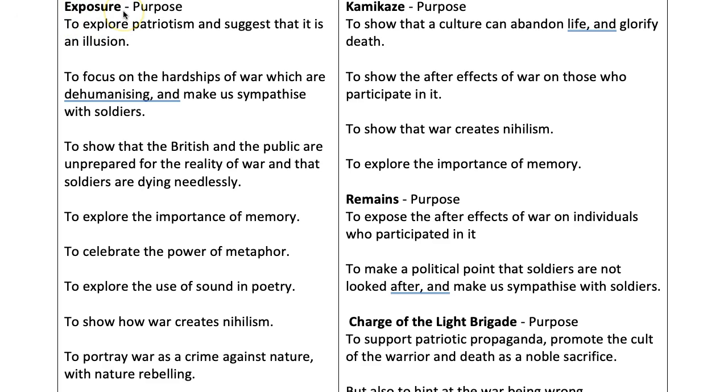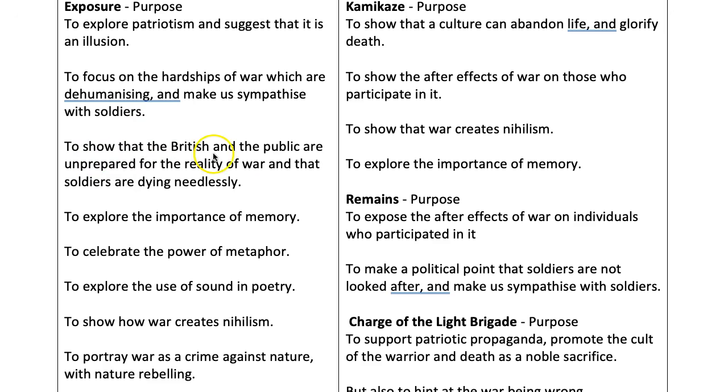Okay, this is a case in point. We're going to look at Exposure. This is written before 1918, and look at the number of purposes. So I'm just praying that this one comes up, because I know I'm going to be able to smash the grade 7 or above. So one purpose is to explore patriotism and suggest that it is an illusion. The war is pointless, and there's no point dying for your country. The other is to focus on the hardships of war, which are dehumanizing, as we see in the description of the soldiers, and he wants us to feel sympathy for them.